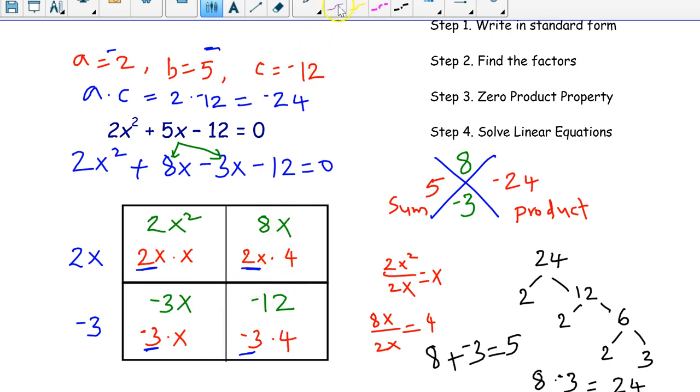Then this is x in that first column. X is common in both of them. I'll write that x on the top. And in the second column, you are seeing 4 out. Take that 4 out. Okay.